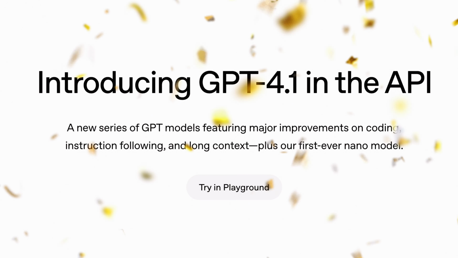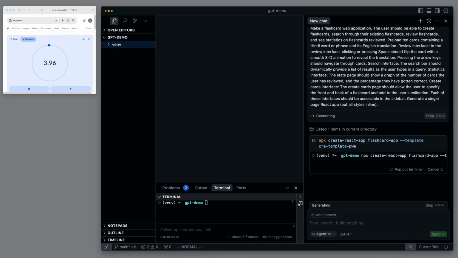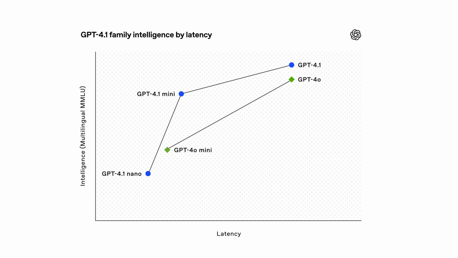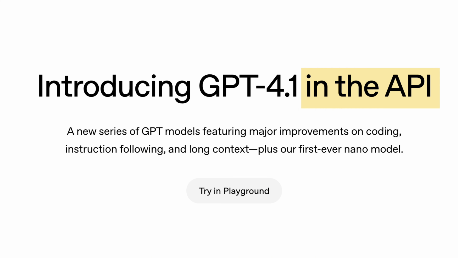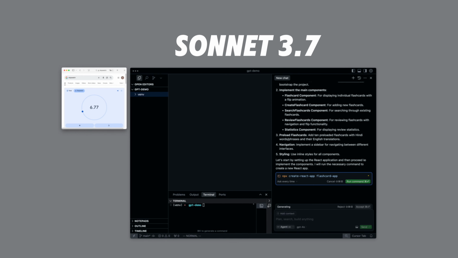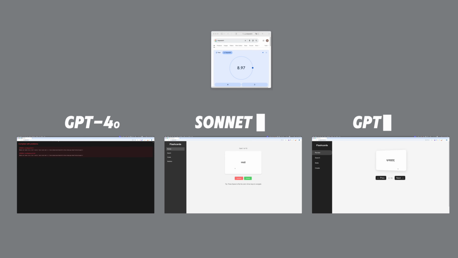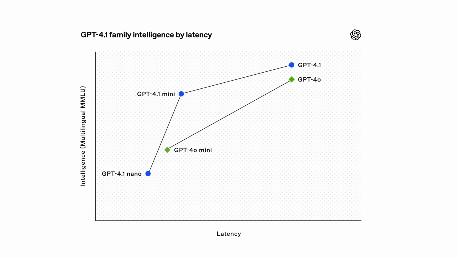GPT 4.1 is here, and it's absolutely wild. Faster than 4.0, cheaper, smarter, and completely API only. In this video, I'll break down what's new, compare it to Claude and GPT 4.0, and test all three models in real-world coding scenarios. Let's see why this model matters for devs.